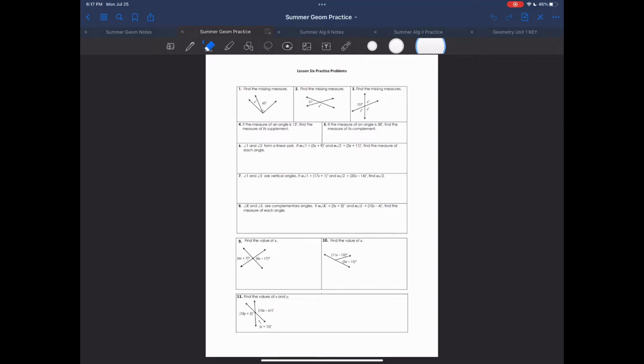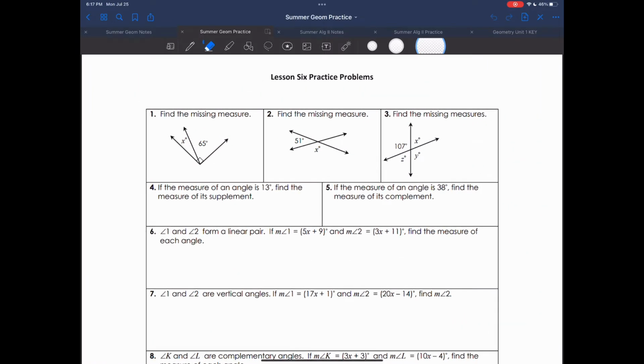Okay, let's go over our lesson 6 practice problems, which is all about angle measures and different vocab that we just learned about angles and using them to solve equations. So let's jump into number 1 here. It says, find the missing measure.